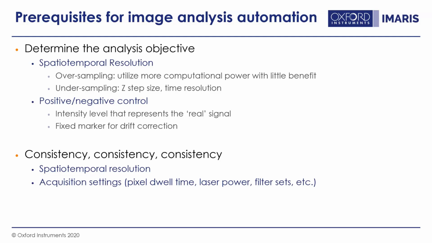Eventually, consistency is the key for making the downstream analysis easier. The fewer variables we are dealing with, the simpler the process. Keep all the spatial-temporal resolution the same for one single set of experiments, and if possible, keep all the acquisition settings such as pixel dwell time, laser power, filter sets, and anything that could affect the data acquisition the same, so we can minimize the need to manually adjust individual images.